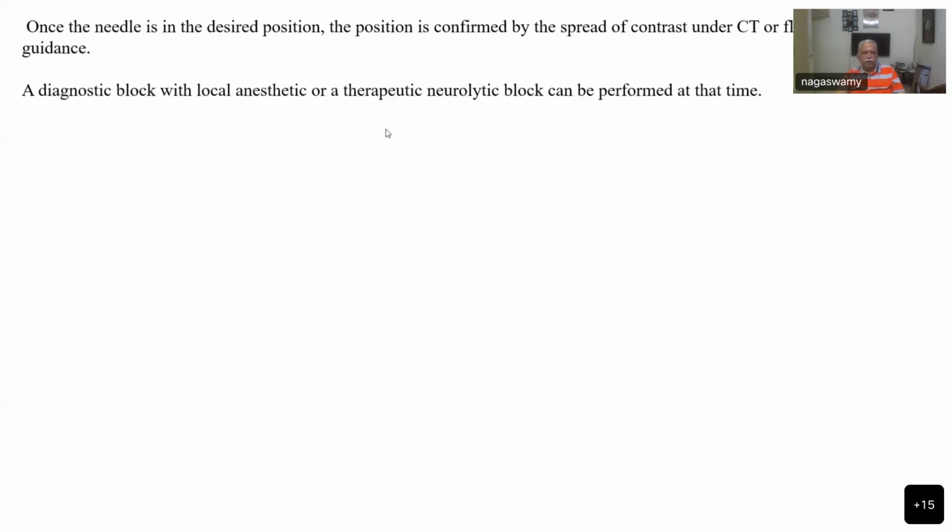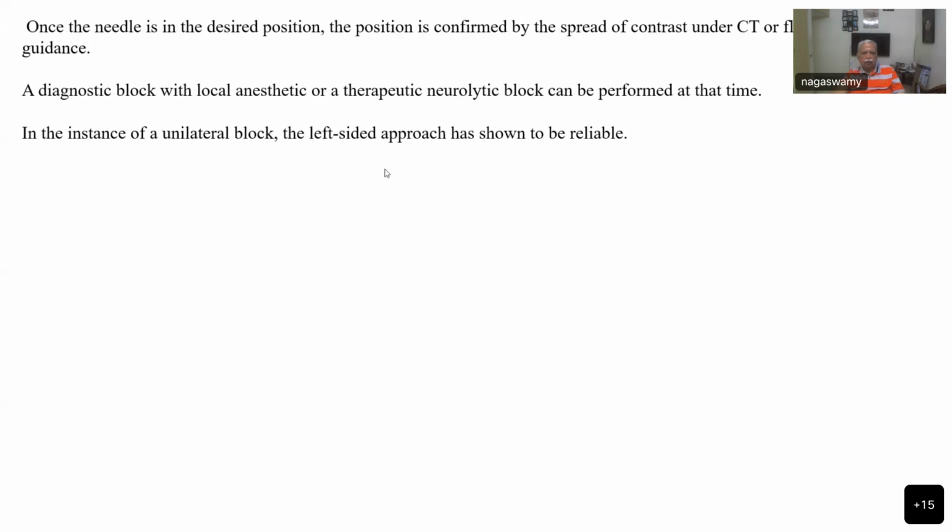Once the needle is in the desired plane, you can confirm the position by CT or fluoroscopy. Then you first give a local anesthetic and a diagnostic block, then follow it up with a therapeutic neurolytic block. In the instance of a unilateral block, always use a left-sided approach.